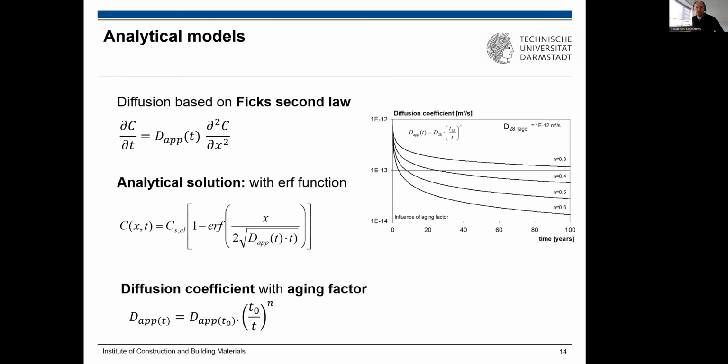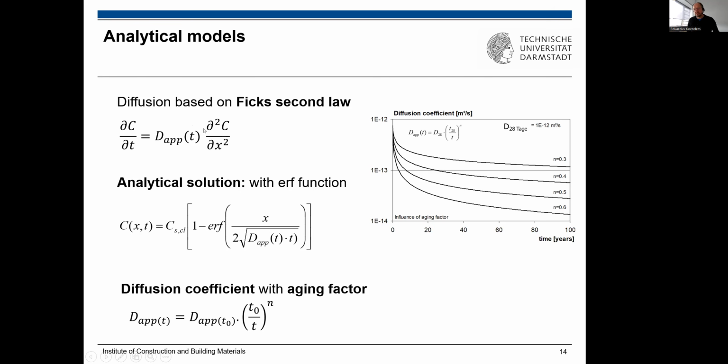The models to describe the chloride ingress are actually not so complicated, and neither are the formulas. The differential equation is Fick's second law, a second-order differential equation, time and space dependent. Then we have this apparent diffusion coefficient, which is actually a constant, but we all agree that it is also time dependent, and you can describe it as a time dependent function with this famous aging factor.